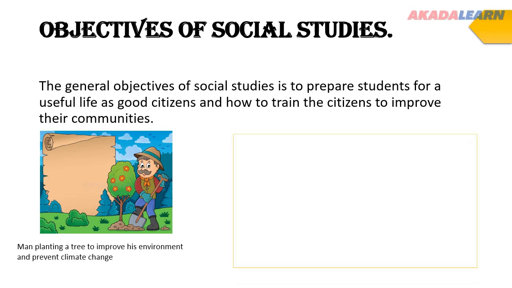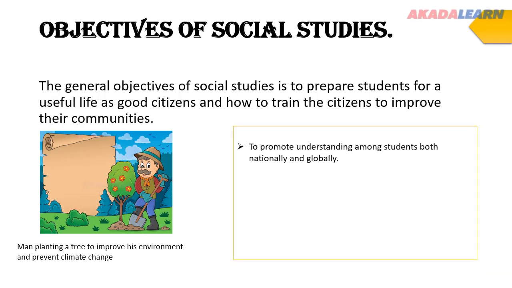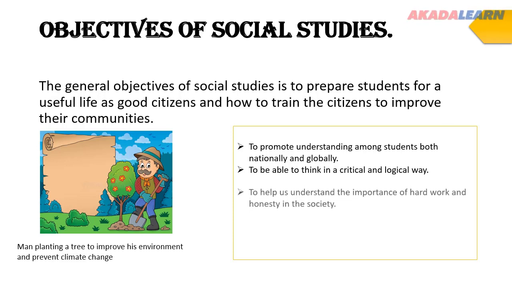Let's look at more objectives of social studies. It helps to promote our understanding among students both nationally and globally. Based on the curriculum and scheme, it is taught the same way everywhere, which gives students a unified understanding of social studies. It helps us to think in a critical and logical way, especially in ways by which we can improve our communities.